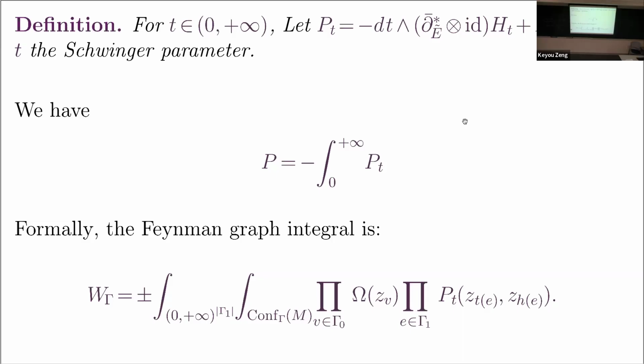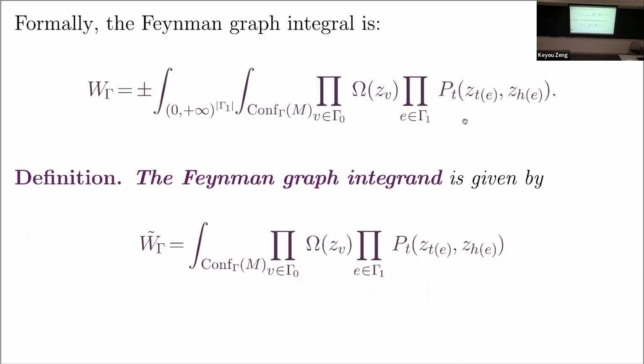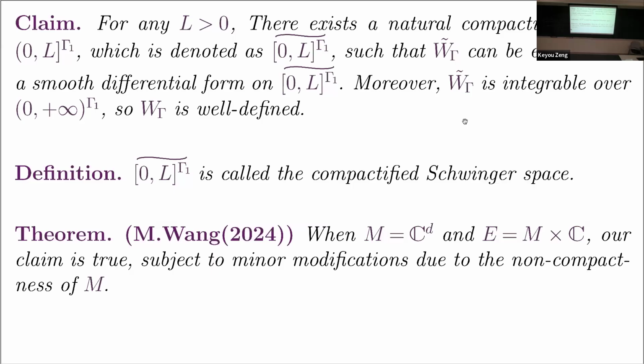Now we want to just consider this integrand. That means we want to integrate over the configuration space, but not the Schwinger parameters. So we should get some differential form over the space of Schwinger parameters. So we define the Feynman graph integrand to be this. And we can make the following claim. For any L, there exists a natural compactification of the space of Schwinger parameters, which is denoted by this, such that our Feynman graph integrand can be extended to a smooth differential form on this space. Moreover, the Feynman graph integrand is integrable over this.